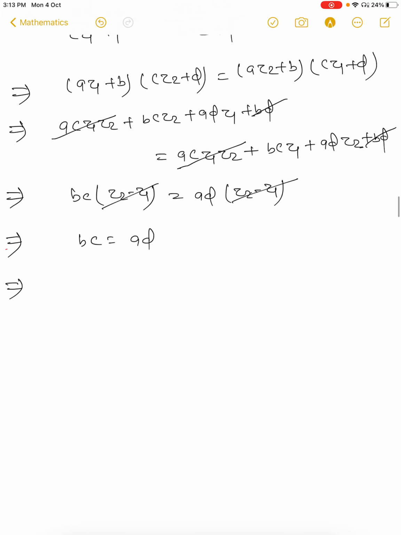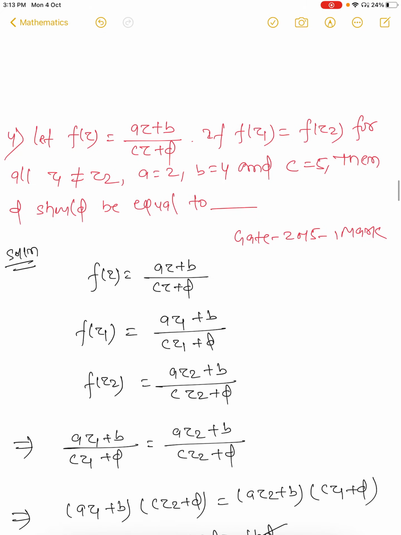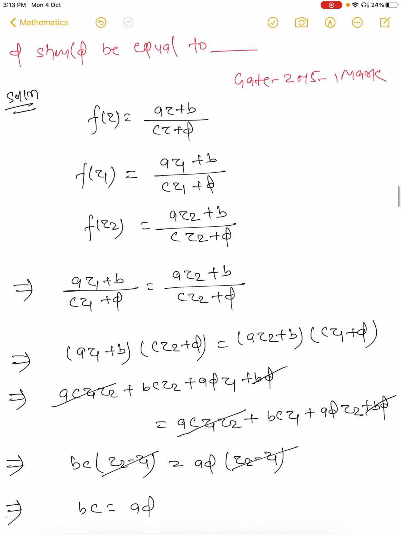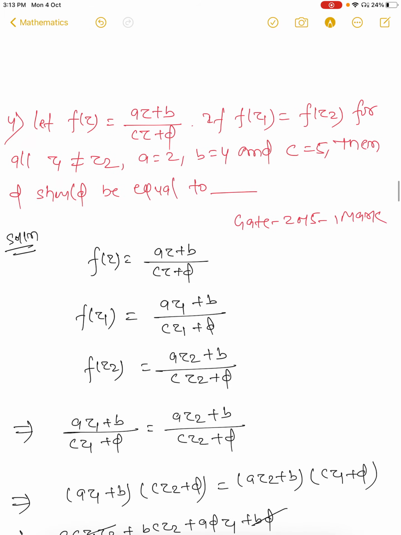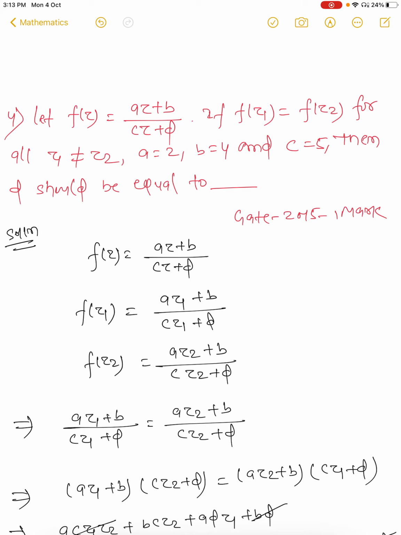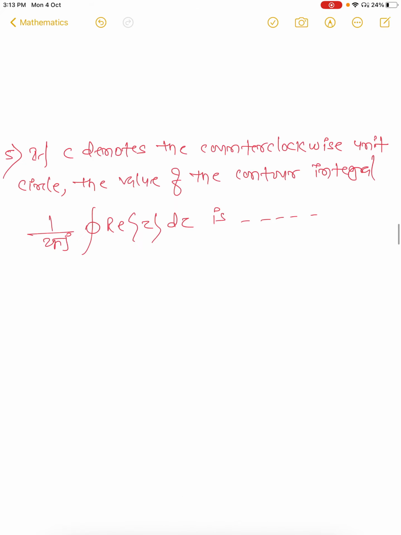So d equals bc upon a. b is given 4, c is given 5 and a is equal to 2. 4 into 5 upon 2 means 10. We have to fill in the blank, so the answer is 10. Now come to the next question.